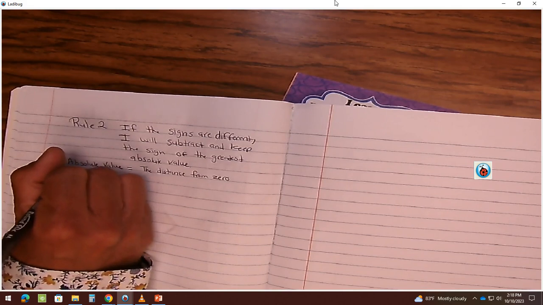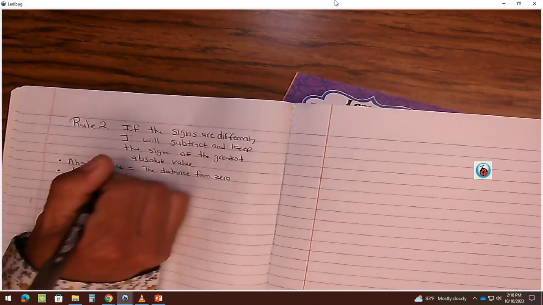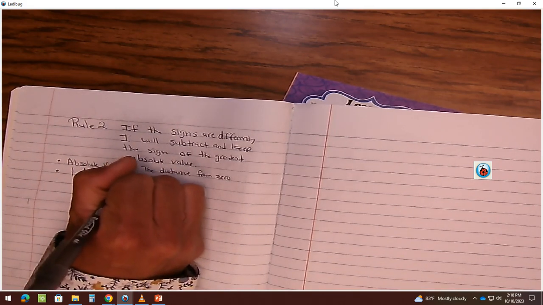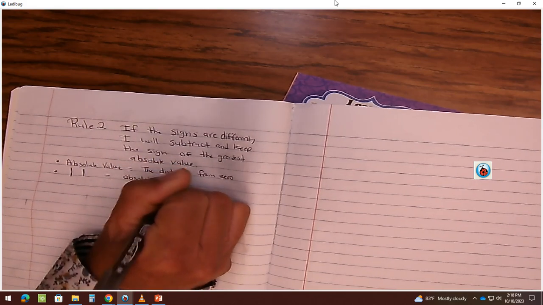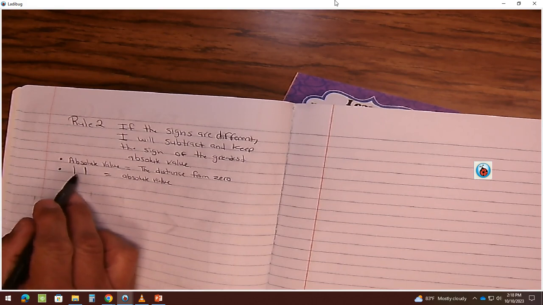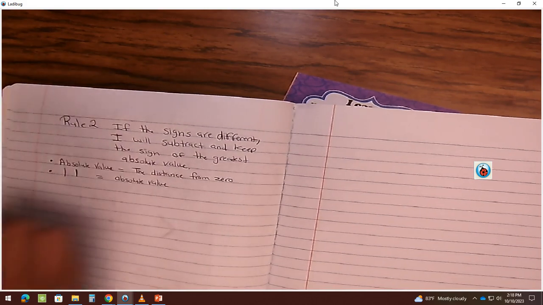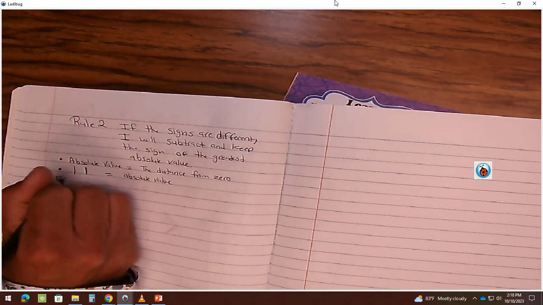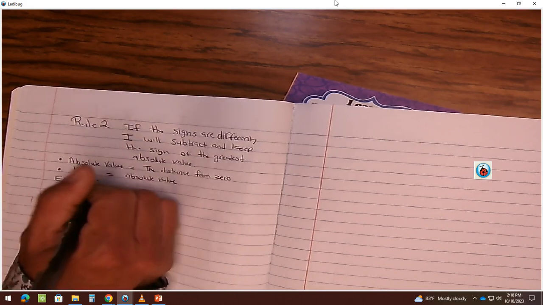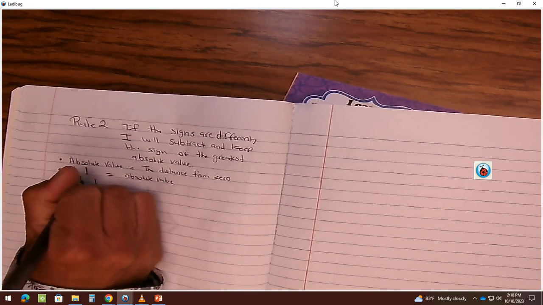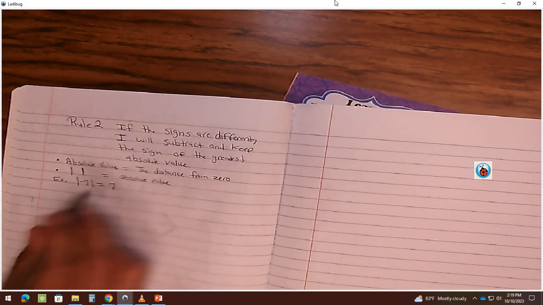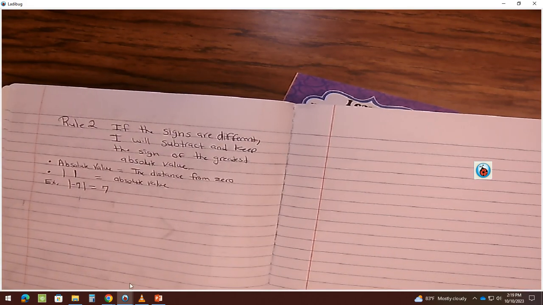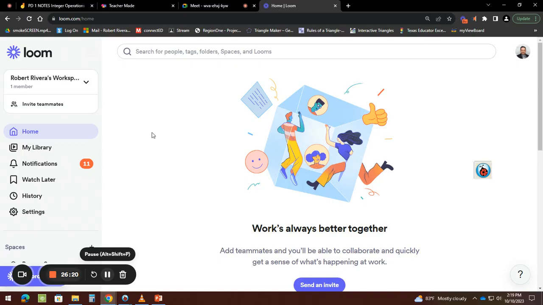Another thing we need to know is that this symbol is the symbol for absolute value. So when you have two bars like that, that means absolute value. So here's an example of absolute value so you can get an idea. The absolute value of -7 will be 7. Why? Because if we go to a number line, look for a number line quickly.